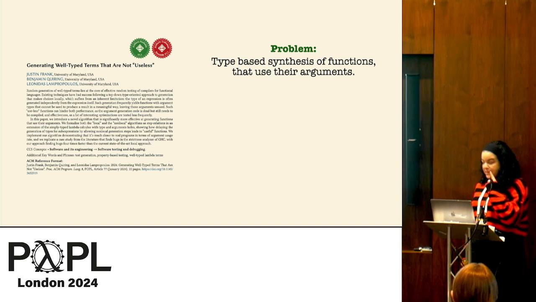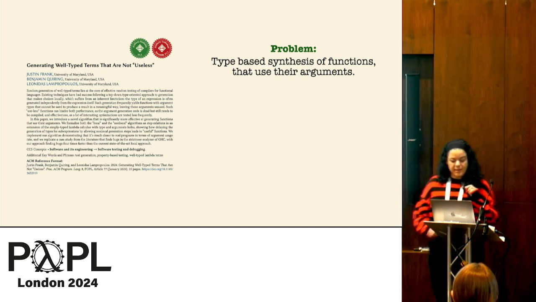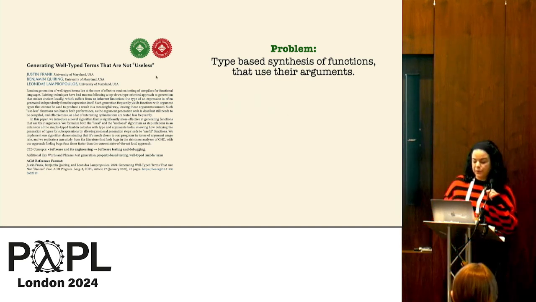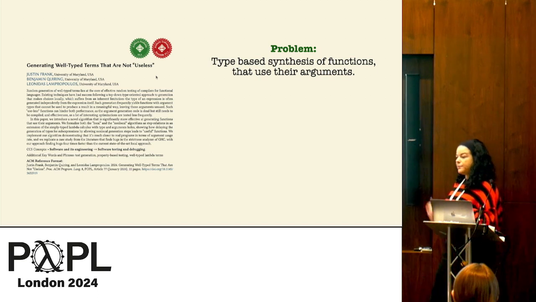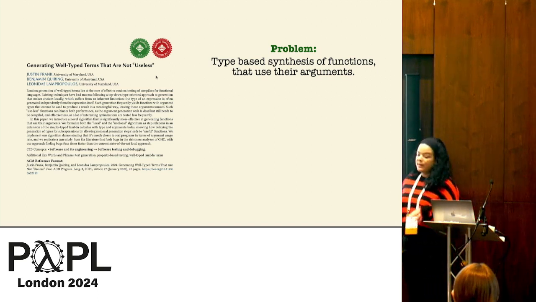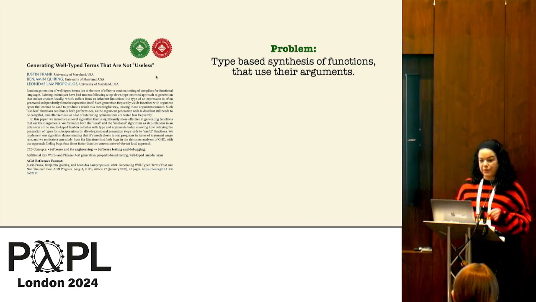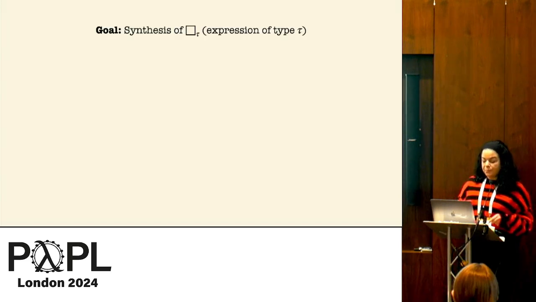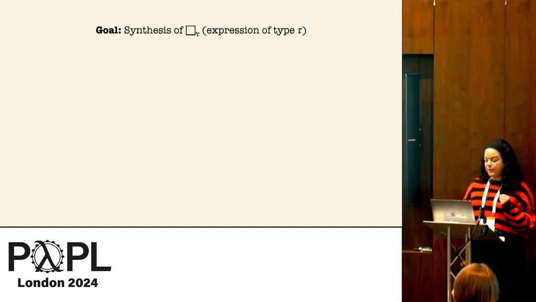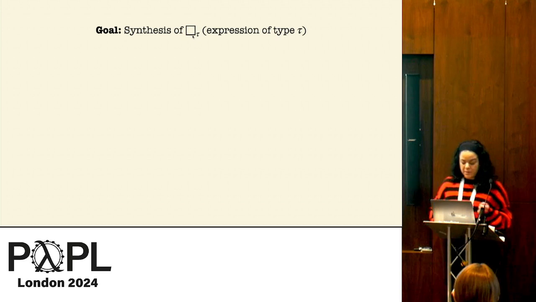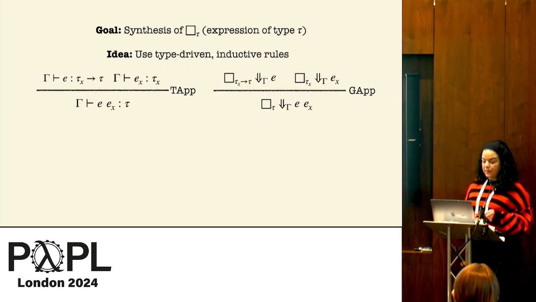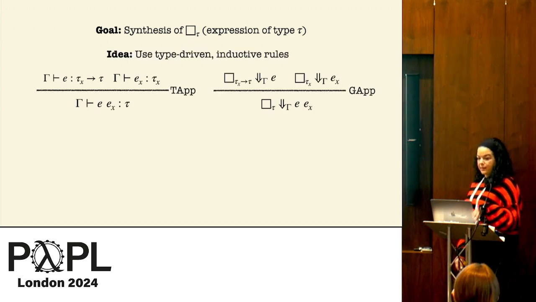So this is the first paper, generating well-typed terms that are not useless. And the problem is, since we have the type derivation, how can we synthesize functions? And they take it further, and they have a goal that the functions actually use their arguments. So the goal is to synthesize an expression of type T. They use this whole T that is common in the synthesis world. And they say to do that, I am going to use type-driven inductive rules.